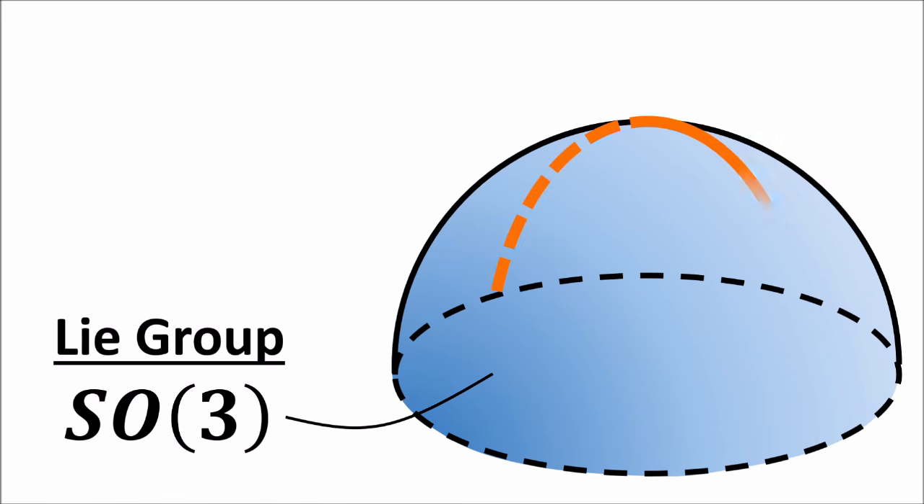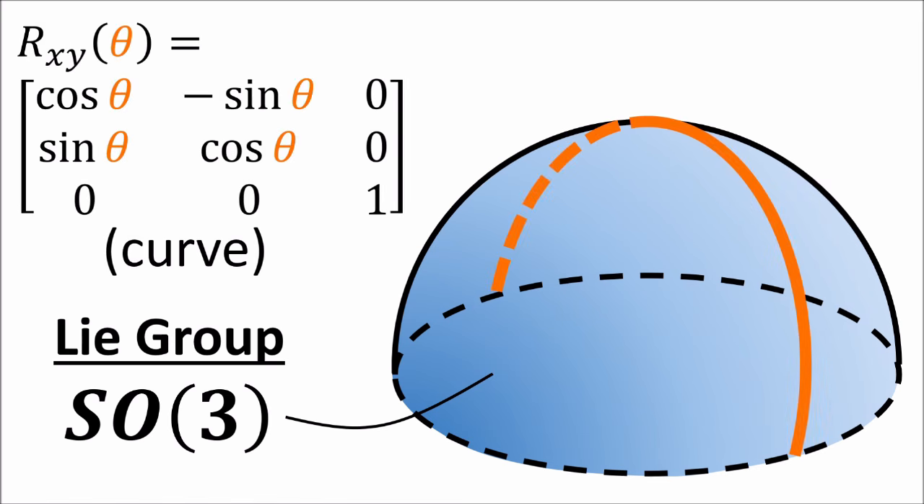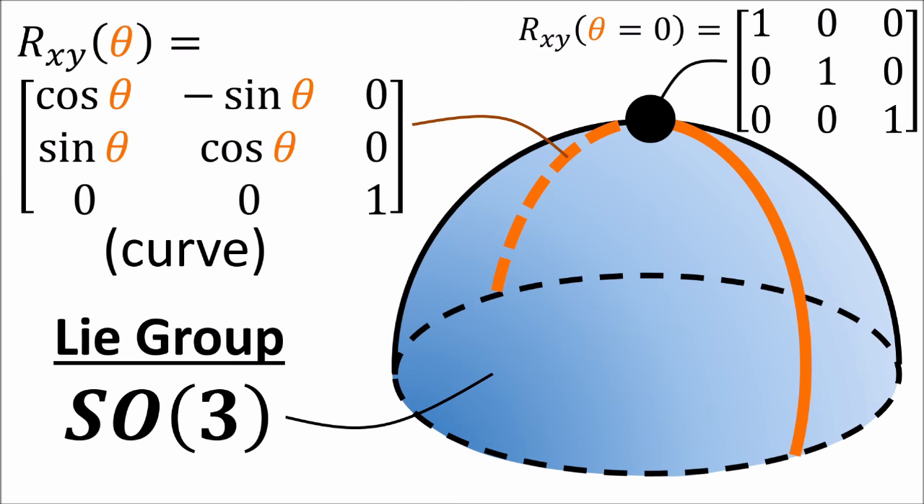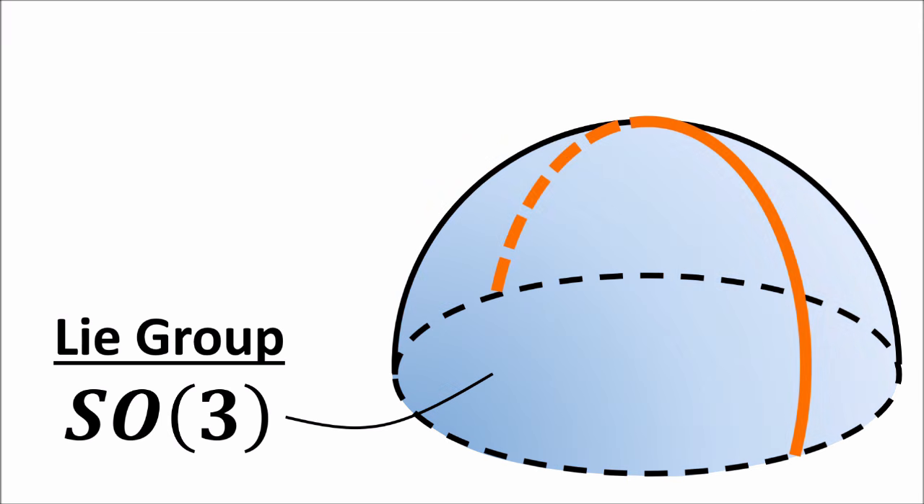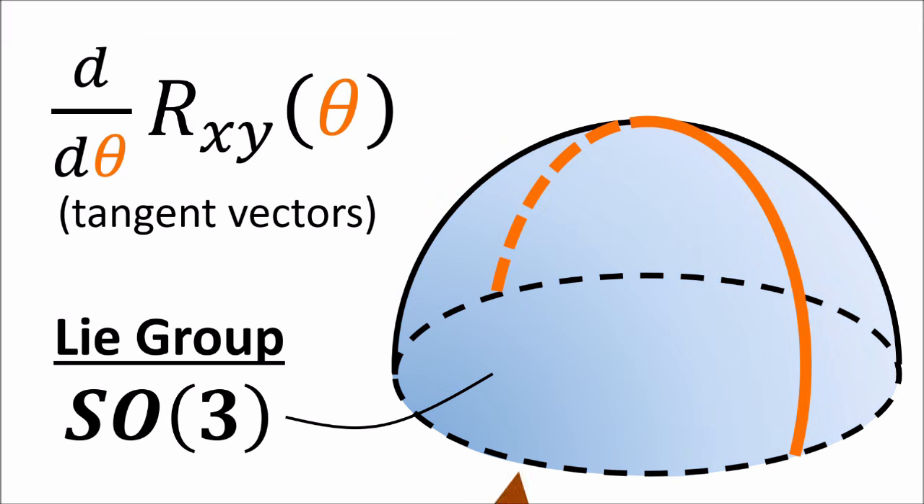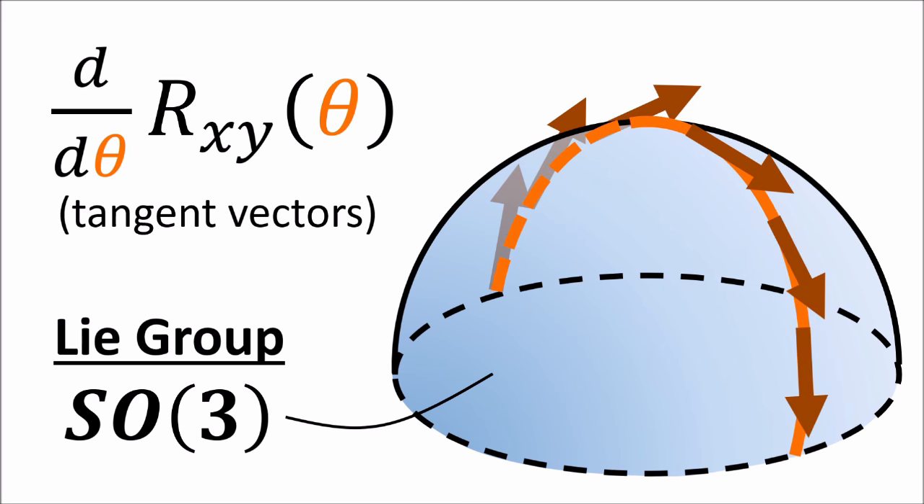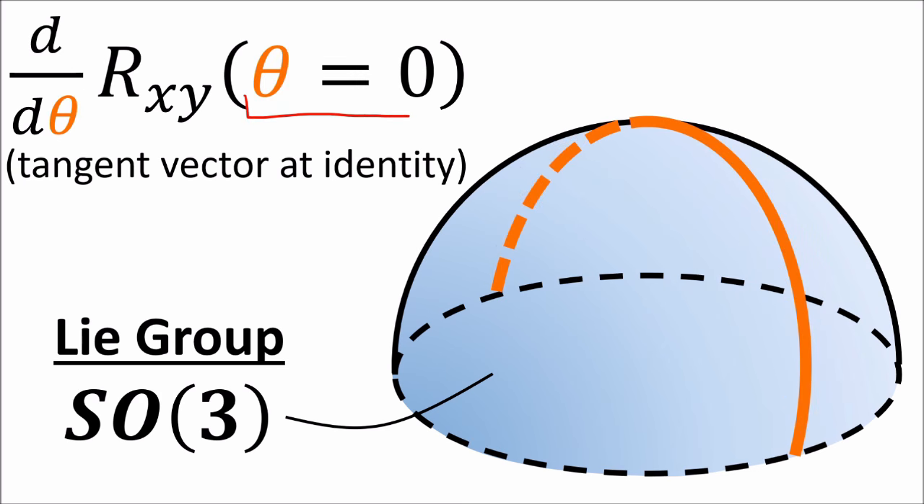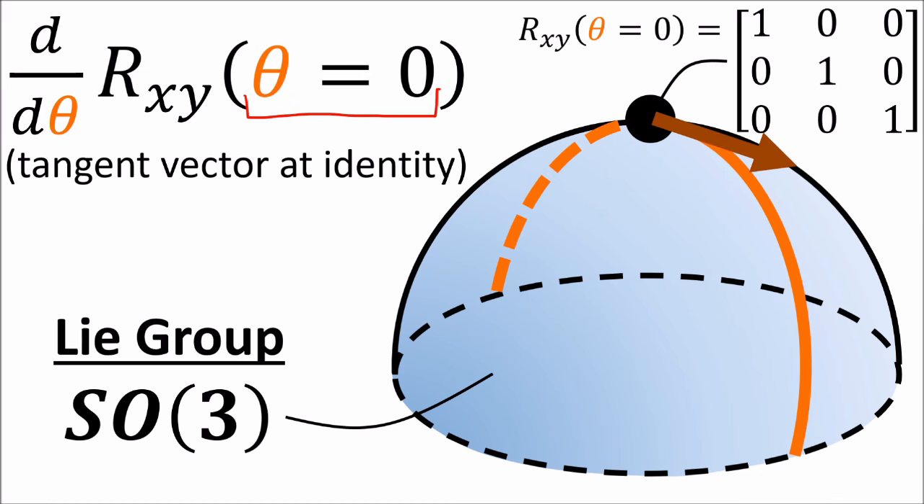Let's imagine that this curve in our Lie group space is a path containing all the rotation matrices in the xy plane that we get by increasing theta. The point on this path where theta equals 0 would be the identity matrix, since a rotation by 0 degrees is the identity. When we take the derivative with respect to theta, it's like we're looking at the tangent vectors along this curve. And when we set theta to 0, this means we're looking at the tangent vector specifically located at the identity element. So the derivative at theta equals 0 is a tangent vector located at the identity matrix.